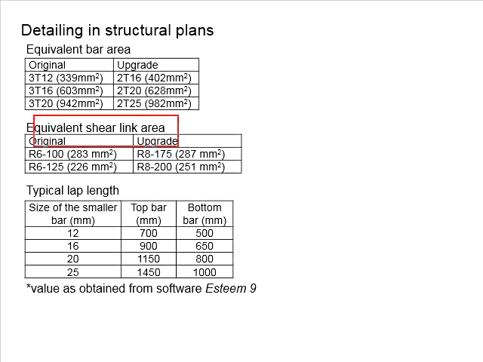Next, it will be the conversions of the shelling. This is for you to upgrade the size of the shelling. You may upgrade one size of the shelling while increasing the spacing by 75 mm. The amount of reinforcement will be more or less similar.